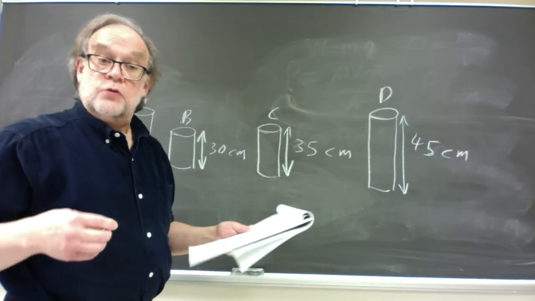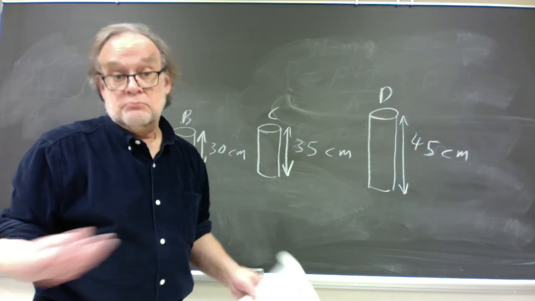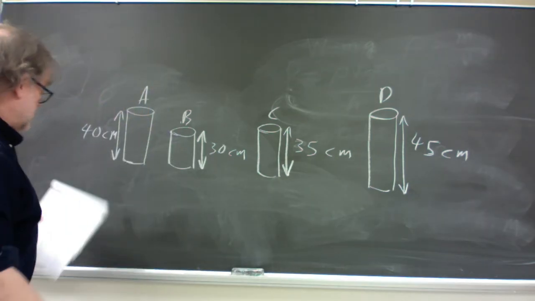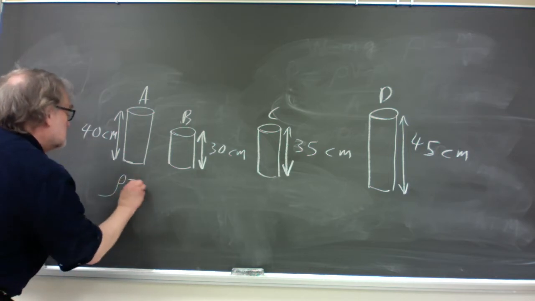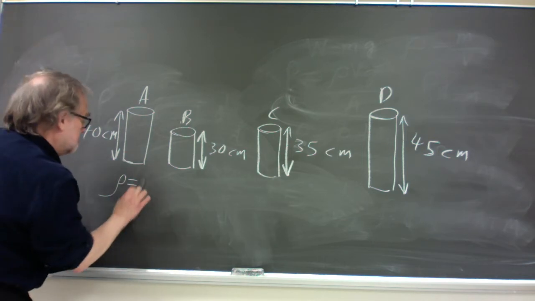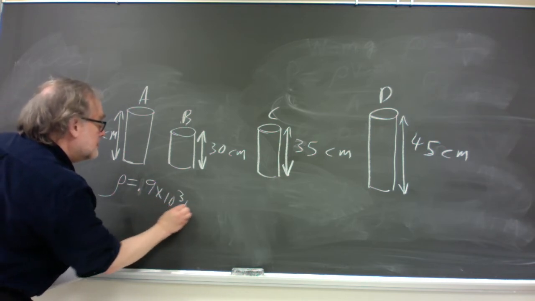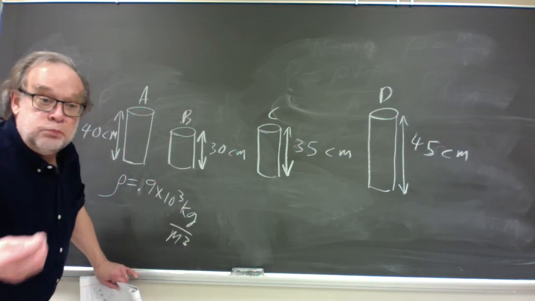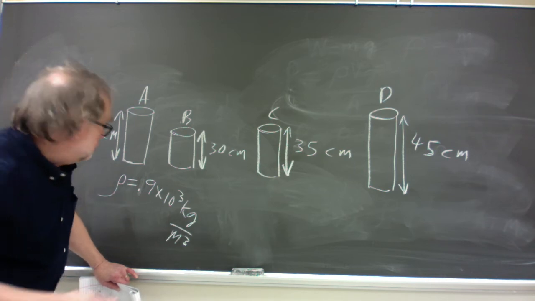And let's say that now they're filled with different types of fluid. Different fluids will have different densities. So let's say the fluid in A has a density of 0.9 times 10 to the 3 kilograms per cubic meter. The density of plain old water is 1 times 10 to the 3 kilograms per cubic meter.